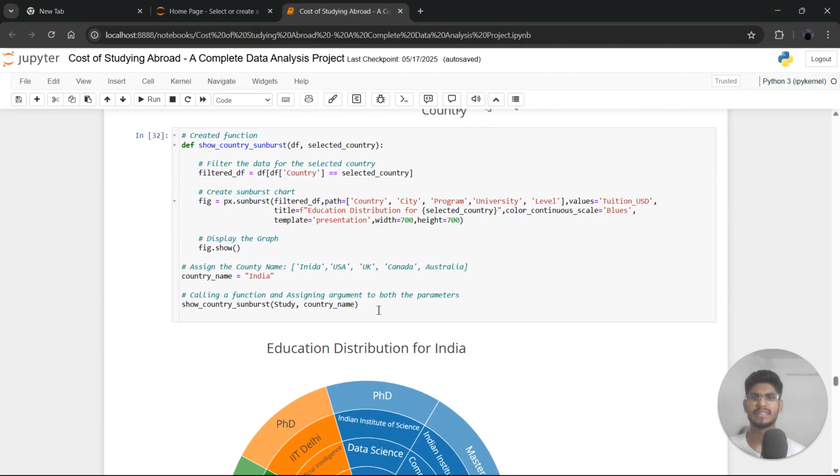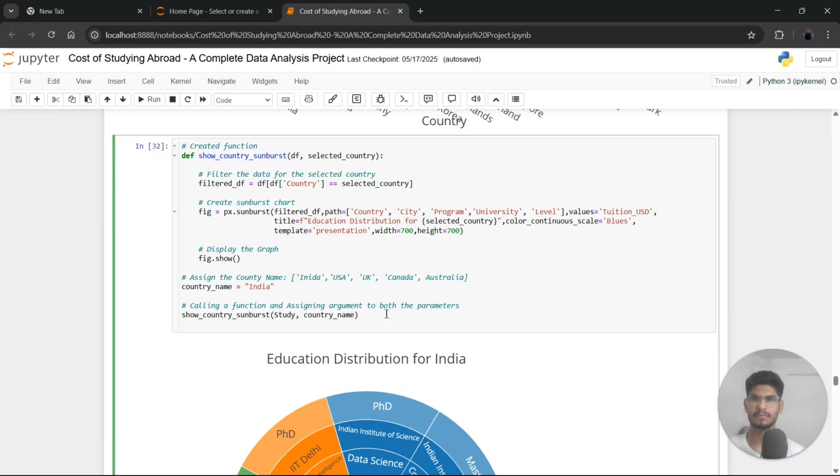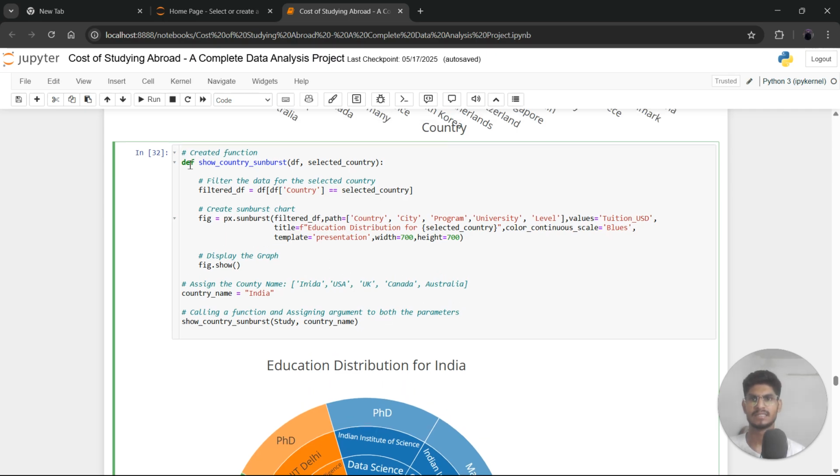So now I have created this function that is so useful, best. Why am I saying this? Because let me explain first, one by one, step by step, what we are doing within this function. So I am using this def keyword to define the function. This is the name of the function.